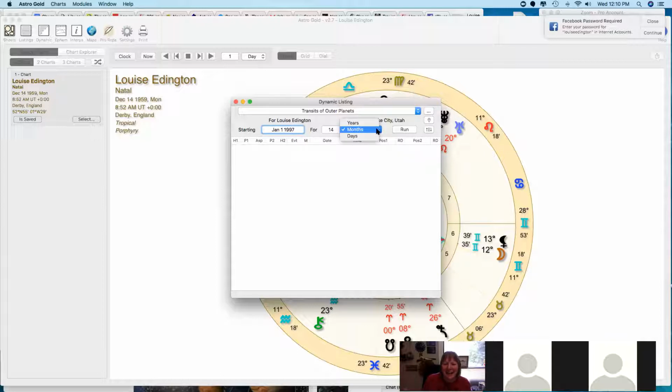So anyway, I'm going to look at my outer planet transits for 2 years. Okay, transits of outer planets, and I will do a video for how to do that.